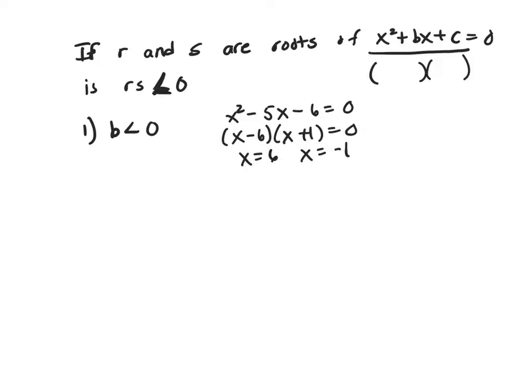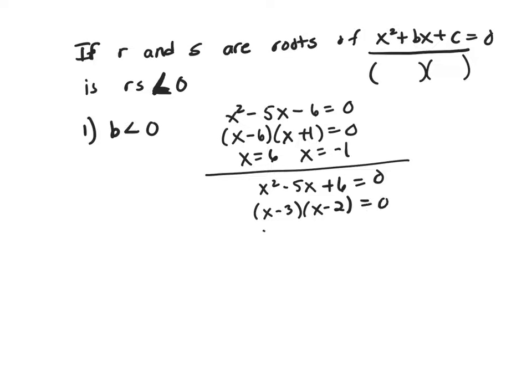So you've multiplied those. Sure, you get a number less than 0, but you got to make sure you exhaust all your cases. What if your problem was this? x squared minus 5x plus 6 equals 0. Well, then that's going to be x minus 3 times x minus 2 equals 0, and you get x equals 3 and x equals 2. So there, r times s would be greater than 0, okay? So no, that's not going to work.